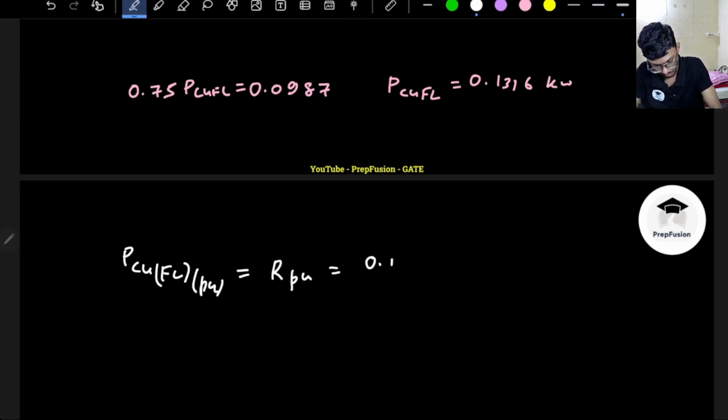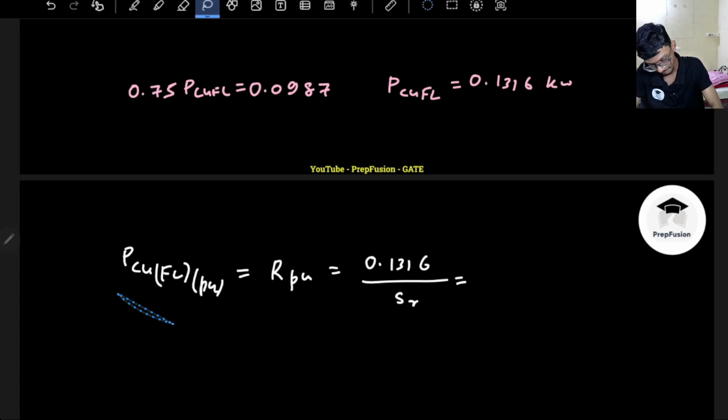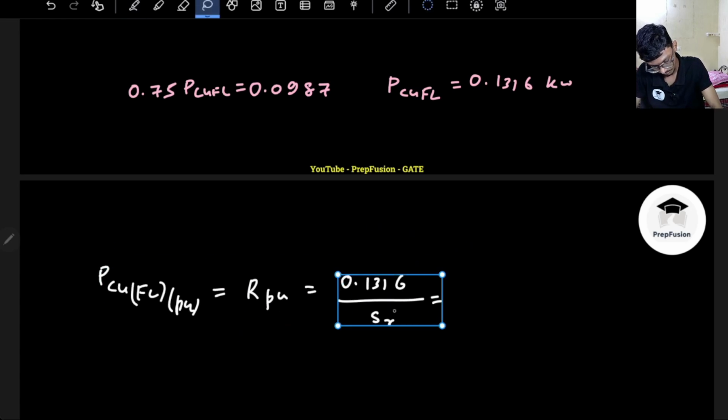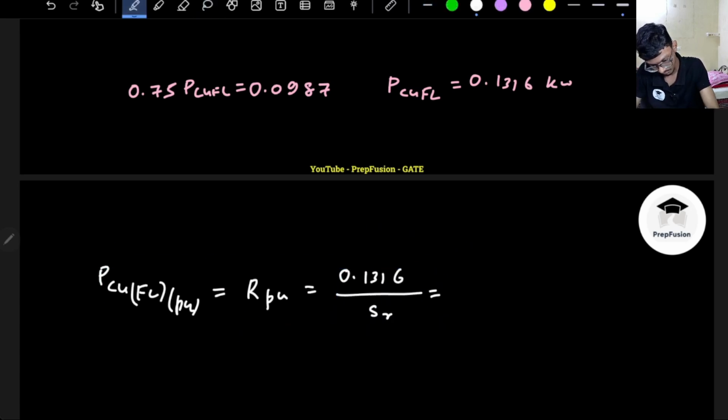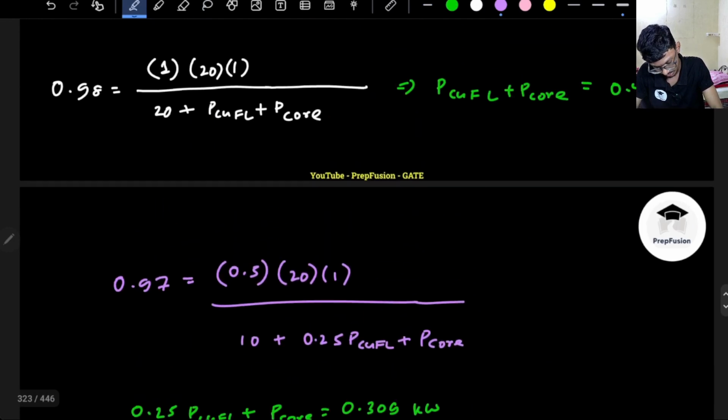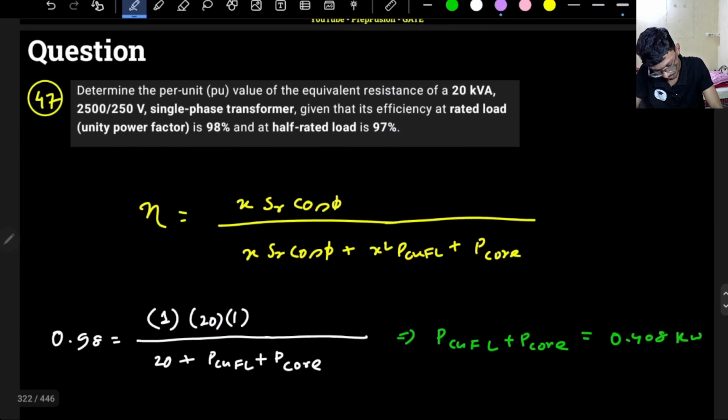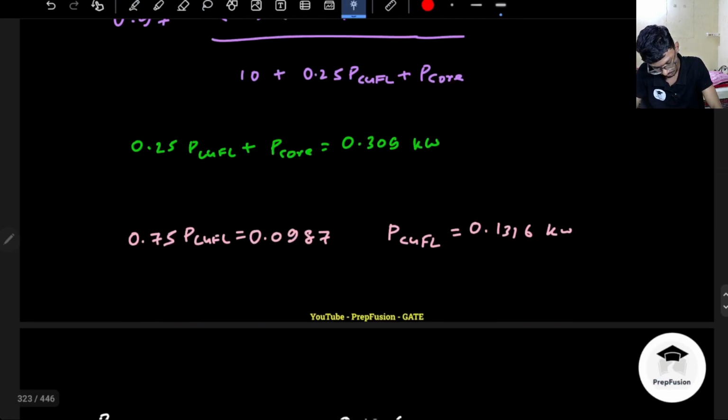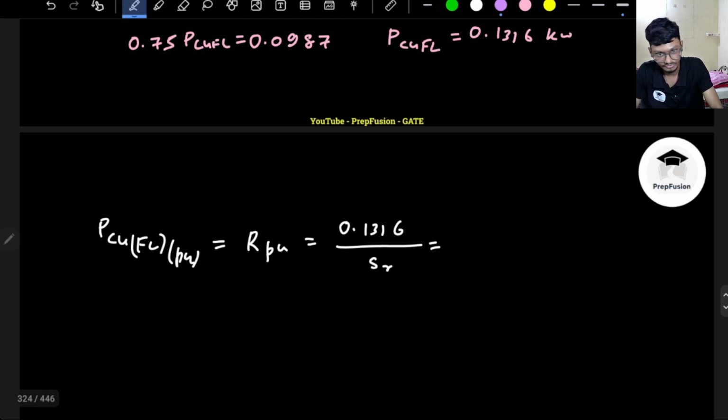So this will be 0.1316 divided by the S rated. S rated will be 20 kVA. So this is divided by the 20 kVA, and this will be a very low value actually.